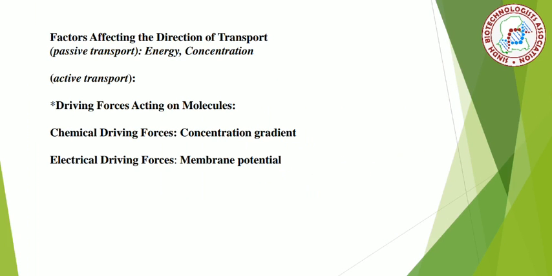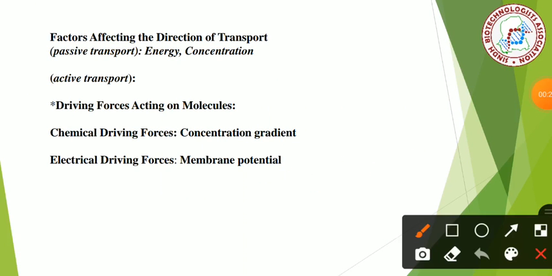So, let's get started. Here we can see the factors affecting direction of transport. Transport means the movement of molecules or particles from one cell to another cell, and it is usually controlled in two ways. One is called passive transport, and the other is called active transport. In passive transport, the membrane determines the direction of a spontaneous transport.